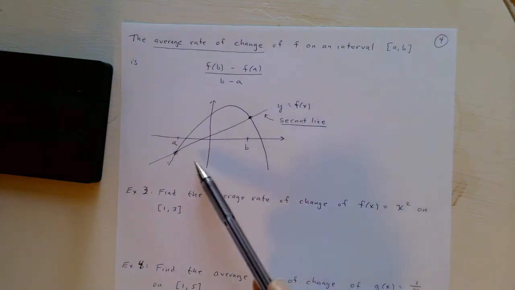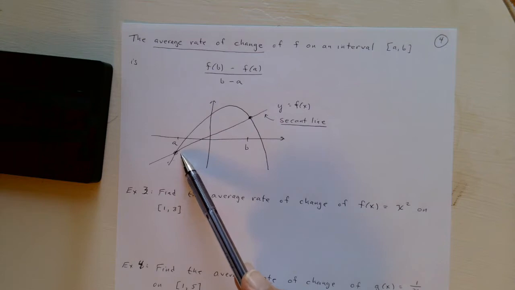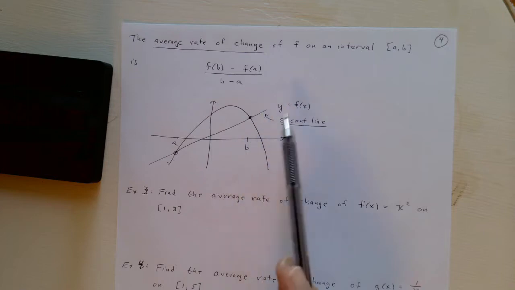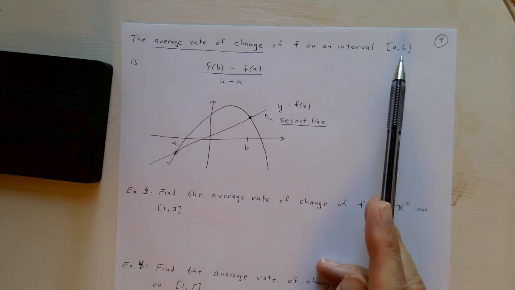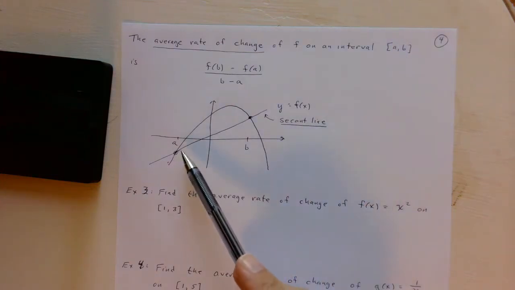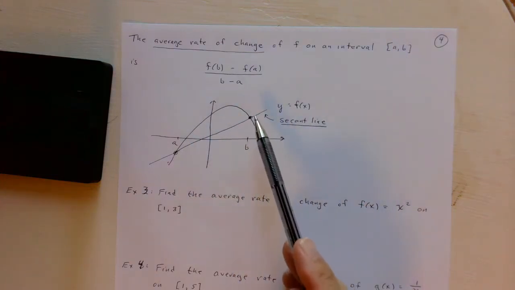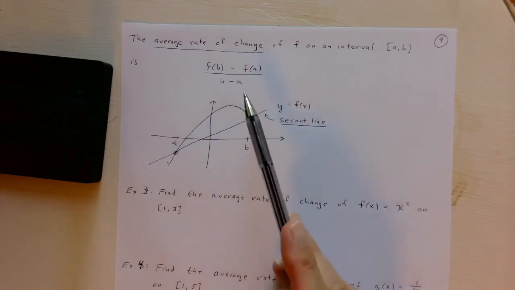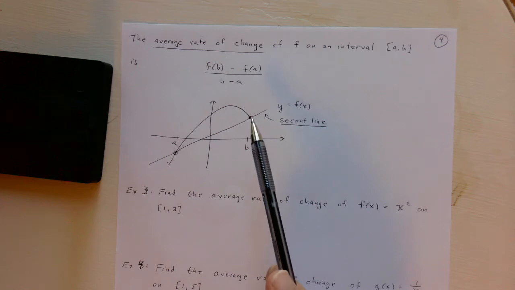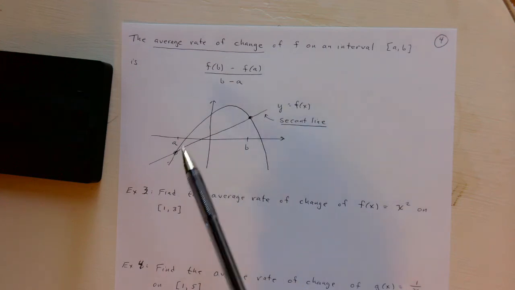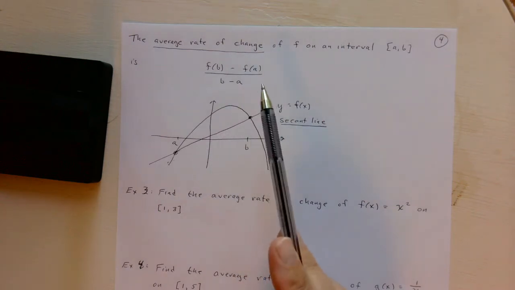Graphically, it represents the slope of a line that passes between 2 points on the graph, where these 2 points correspond to the endpoints of your interval. So if we're given the interval a, b, we want to find this line, which we call the secant line, or rather the slope of this line, and that number is the average rate of change. The coordinates of this point would be b comma f of b, and this would be a comma f of a, and we just compute the slope of the line as we usually do.